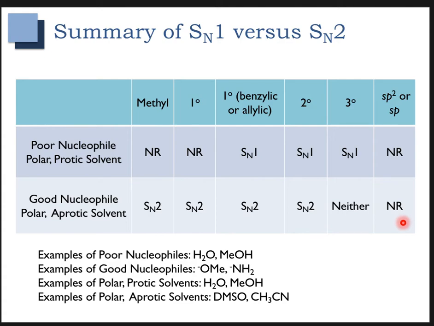And you can see down here I've also summarized some examples of what poor nucleophiles are. These are going to be things like water and alcohols. Good nucleophiles are going to be things that typically have a negative charge, so you can see methoxide, and you can see negative NH2. Polar protic solvents are water and alcohols, and polar aprotic solvents are going to be things like DMSO, acetonitrile, DMF, acetone. So hopefully this table and the previous list will help you figure out what the mechanisms of these different types of reactions are.